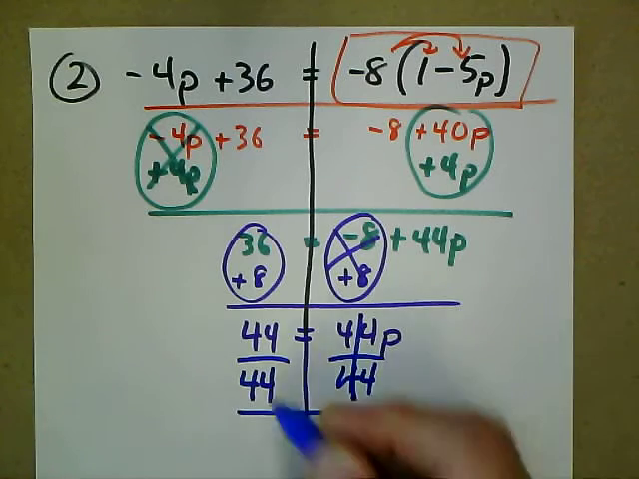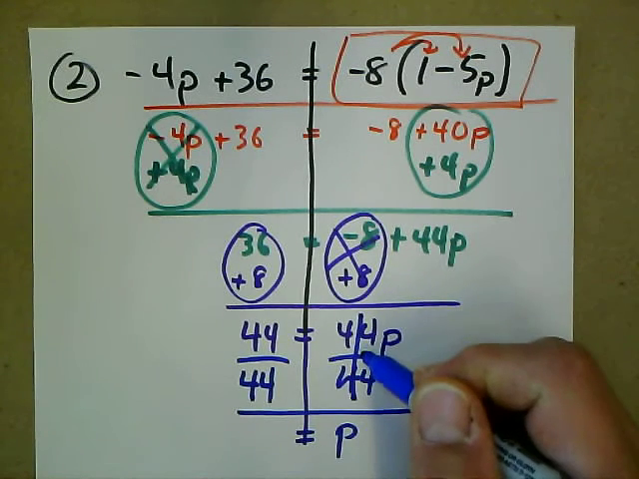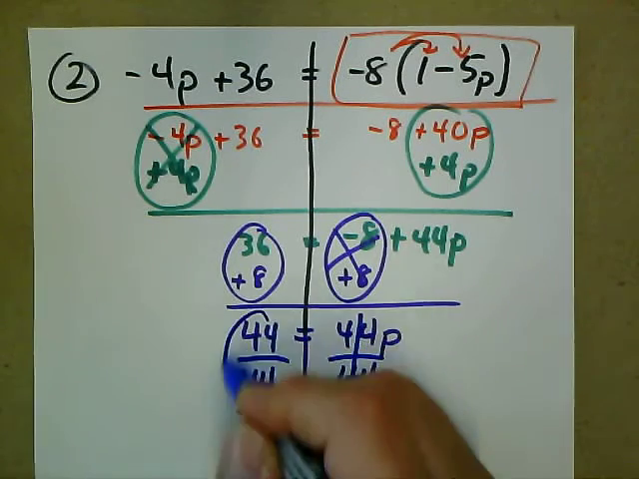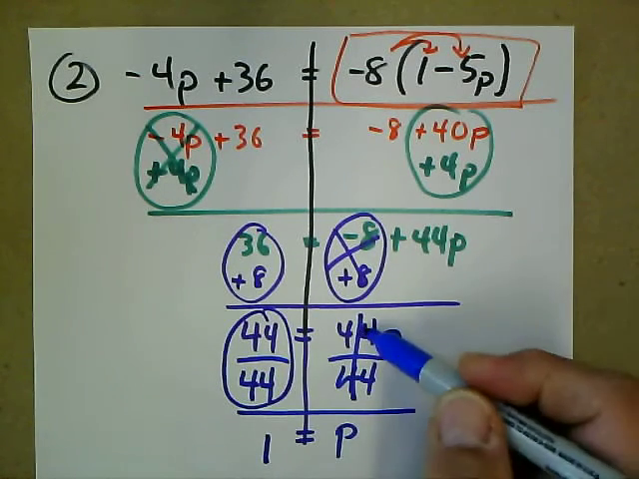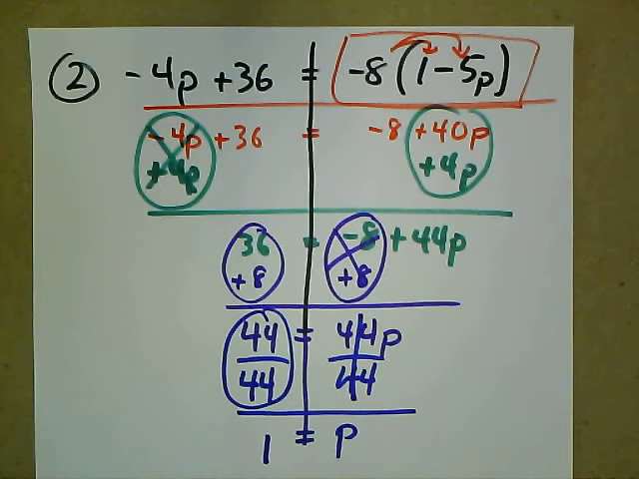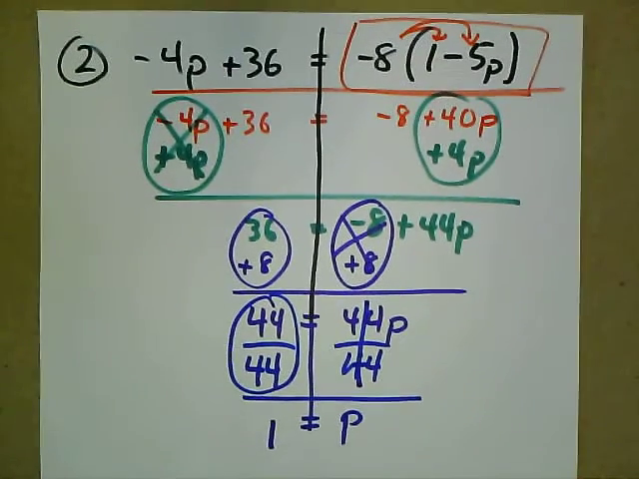That's why I don't say they cancel, because they don't cancel over here. They become 1. 44 divided by 44 is 1. 1 times p is p. That's where that comes from, and I can't tell you how many times I repeated that earlier on while we were learning these. So that's why these look different.